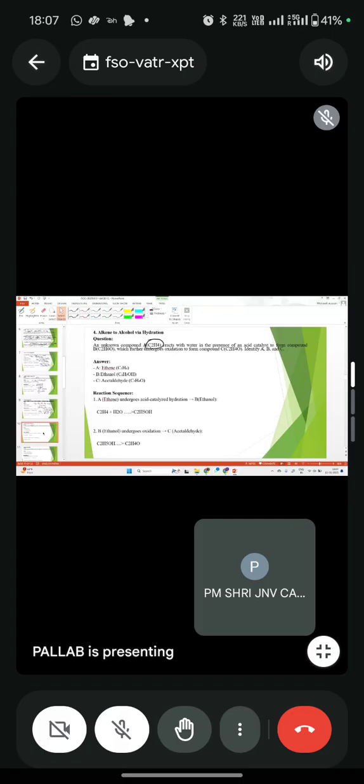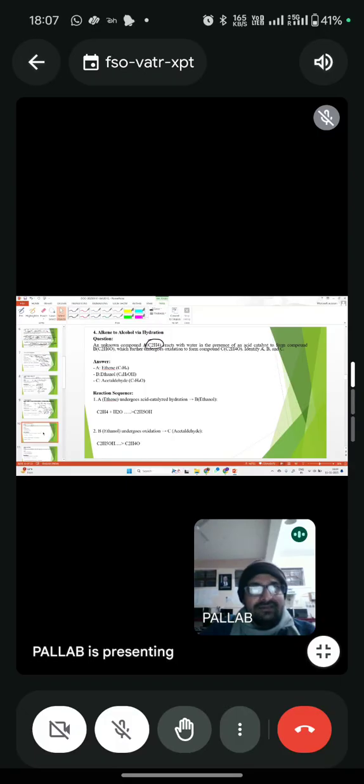Now, an unknown compound A, that is C2H4, reacts with water in presence of an acid catalyst to form compound B. I have already told you that when there is no oxygen, sulfur, or nitrogen atom in this type of compound, you take it as the formula of alkane, alkene, or alkyne.